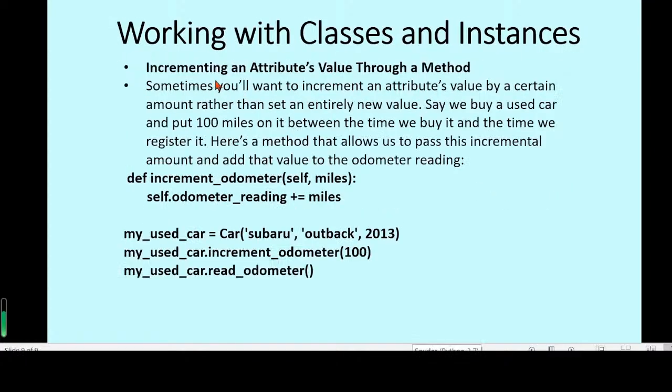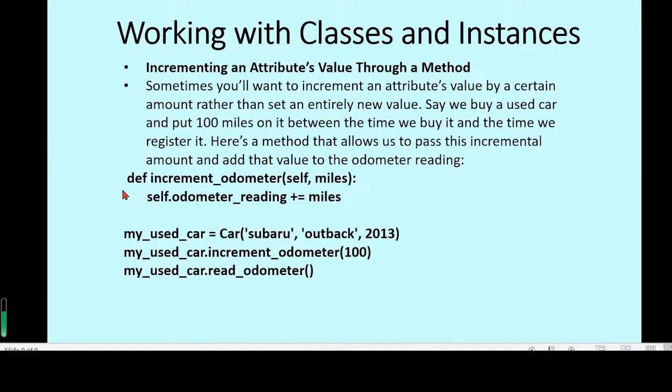Incrementing an attribute value through a method. Sometimes you will want to increment an attribute value by a certain amount rather than set an entirely new value. Say we buy a used car and put 100 miles on it between the time we buy it and the time we register it. Here is a method that allows us to pass this incremental amount and add that value to the odometer reading.